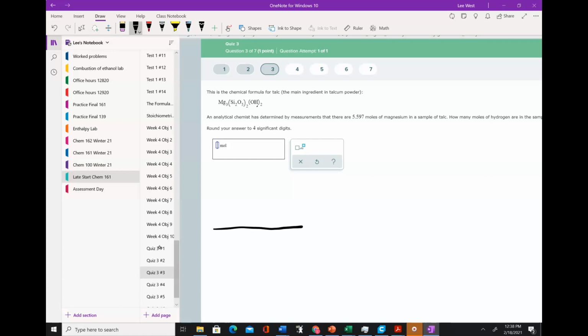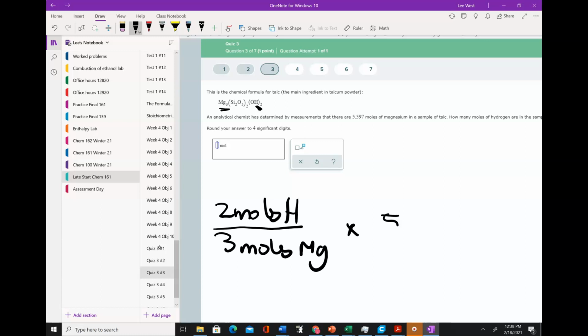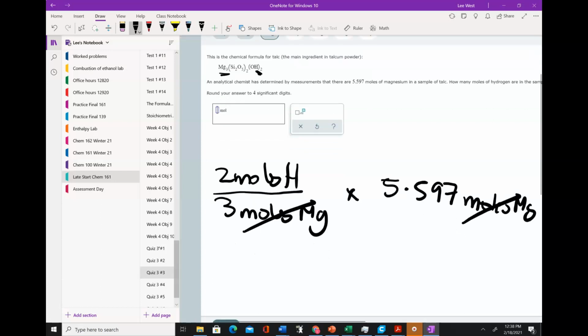But what I can see is that there are, in one formula, there are 2 moles of hydrogen. And in one formula, there are 3 moles of magnesium. So if I multiply that by my 5.597 moles of magnesium, I'm going to get what I want. So I just got to do that. 5.597 times 2 on 3.